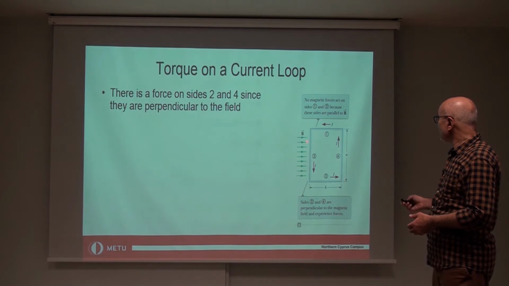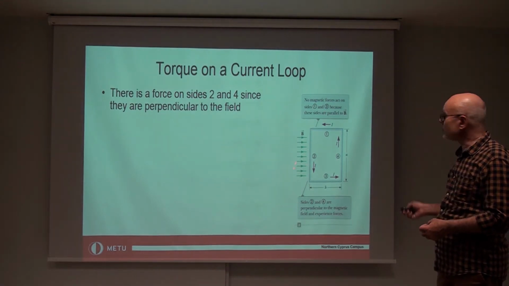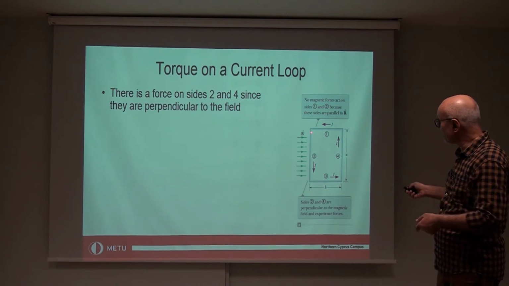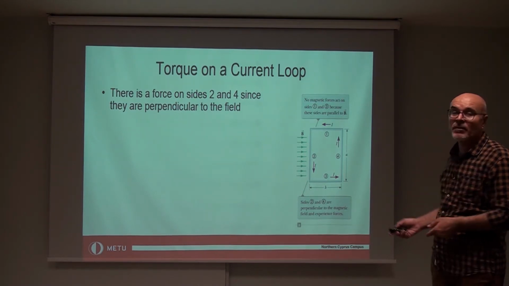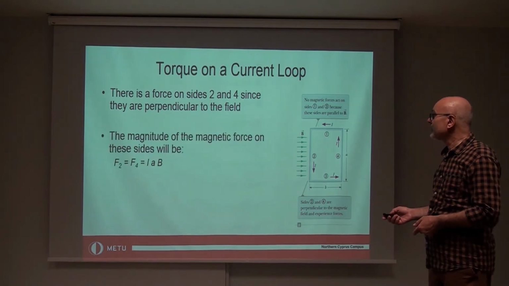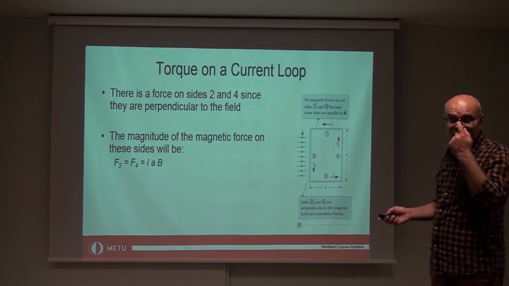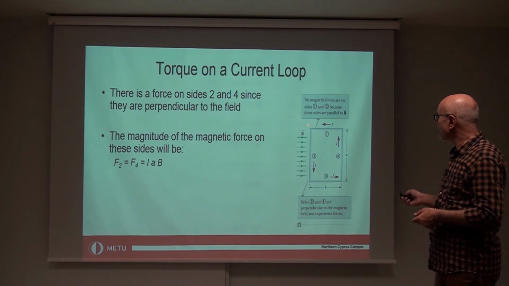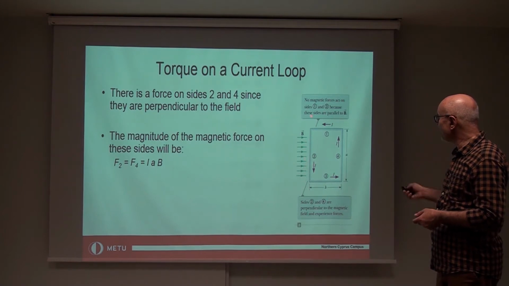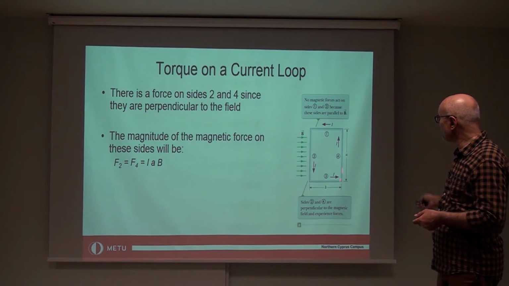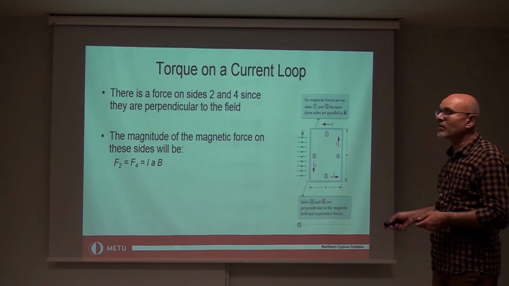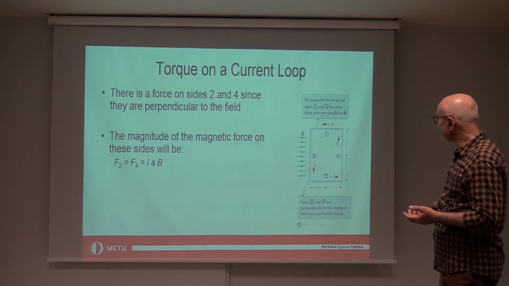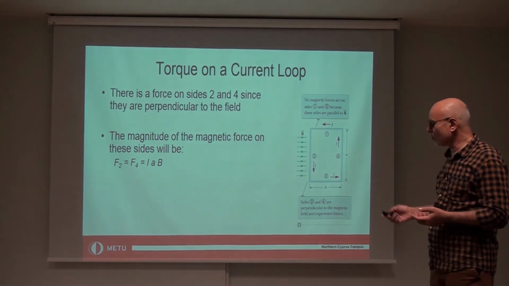However, sides 2 and 4 will feel a force because both of them are perpendicular to the magnetic field. The L vector here is downwards, the L vector here is upwards, and both are perpendicular to the magnetic field. Because the angle between L and the magnetic field is pi over 2, the magnitude of these forces is just the current multiplied by the length of each side, which is A, as you can see from here, multiplied by the magnetic field. This is the magnitude of the force on sides 2 and 4.